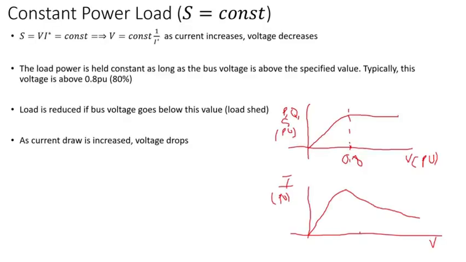So, modeling load flow and power flow. For a load, you can model it different ways. One way is constant power, which is typical. What do you mean by constant power? S is constant. It does not vary with voltage or current. S we know is V times I, so it's constant. If we solve for V, it is a constant times 1 over I. Basically, as current increases, voltage decreases. From this equation, the load power is held constant. That means we don't care what the voltage or current is, as long as the bus voltage is above the specified value.